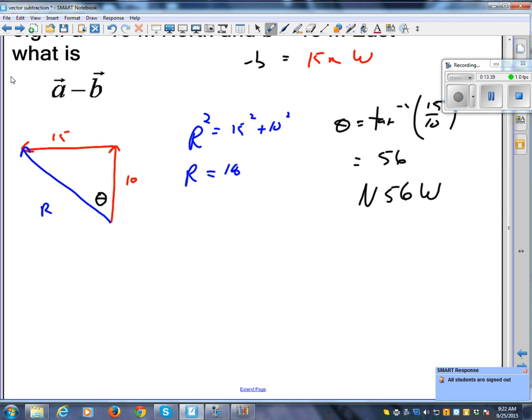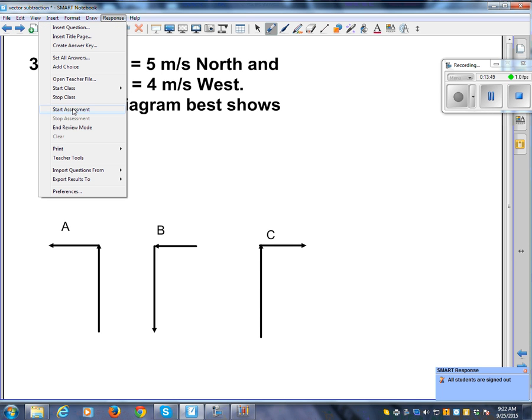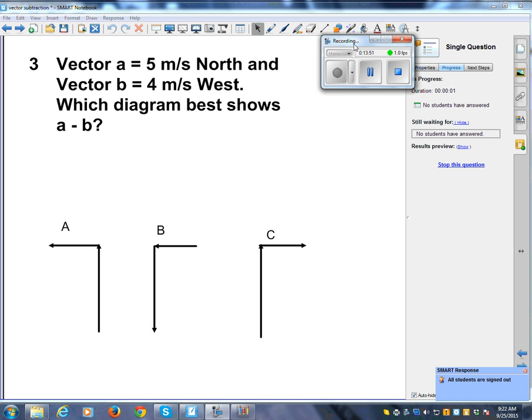Oh, you don't have that, do you? Okay, let's do this. Back to thinking here. I'll let you read that, and then we'll see how it goes.